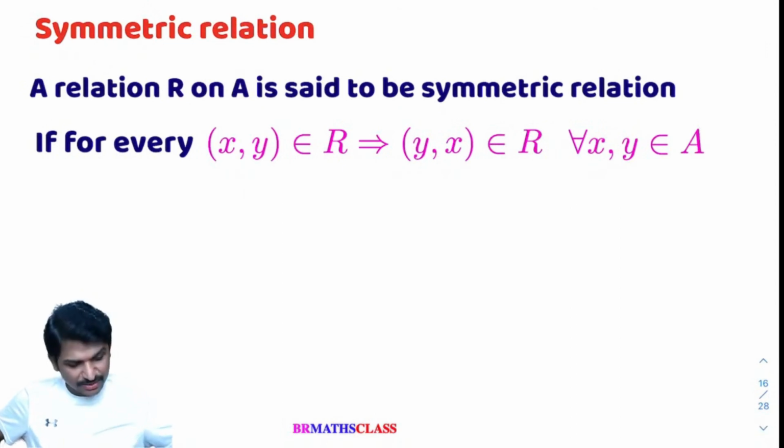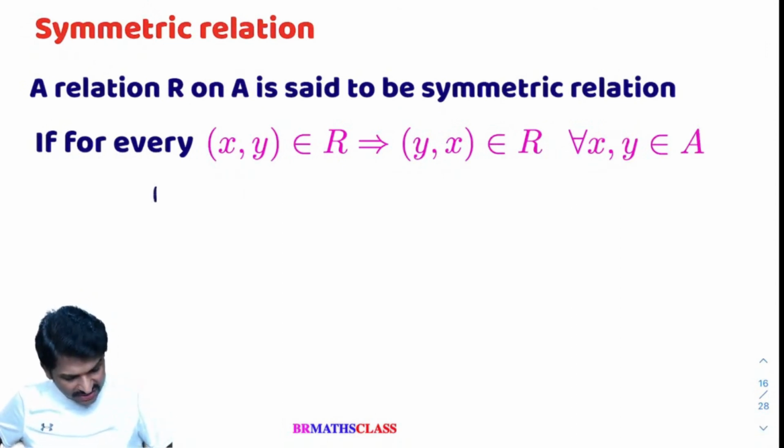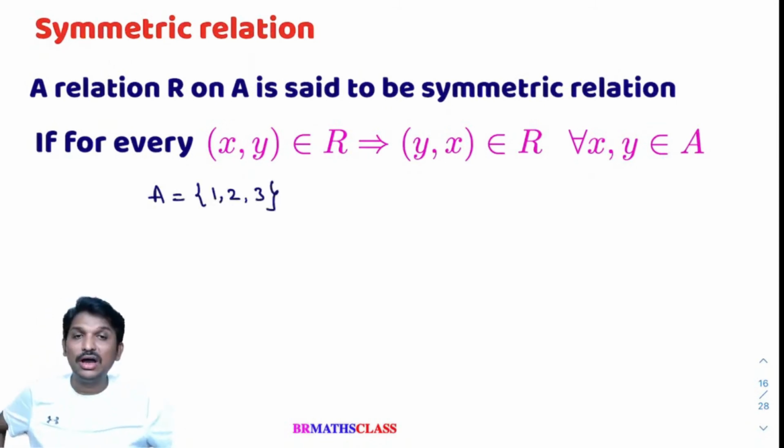I'll try to explain this by taking a good example. Okay, what example to take? Set A is like this: 1, 2, 3. Now, no need to write A cross A here. I don't want to write A cross A.